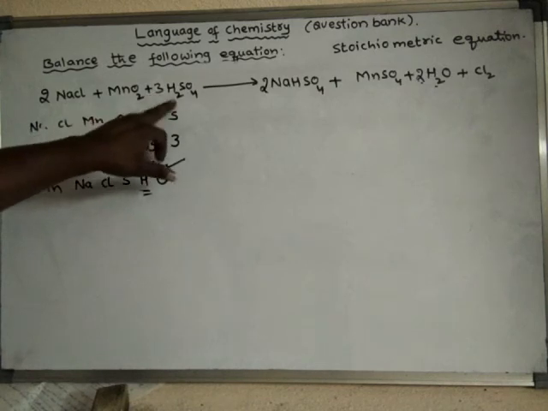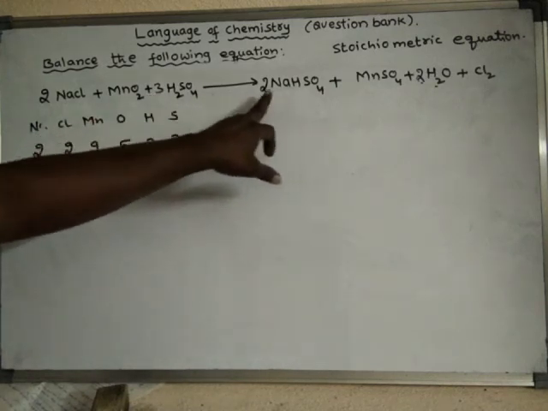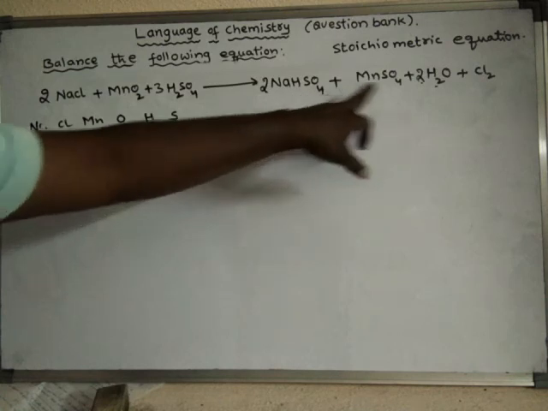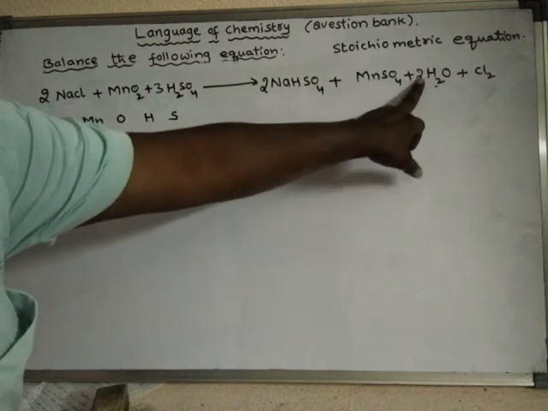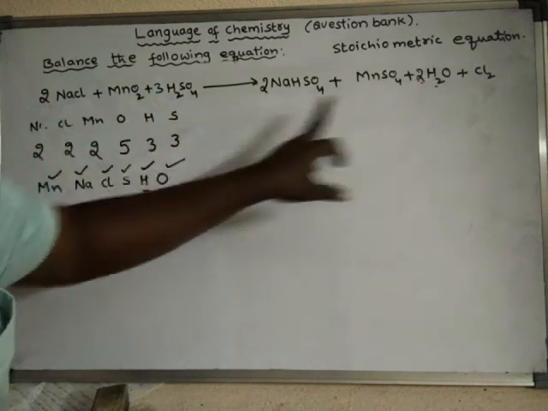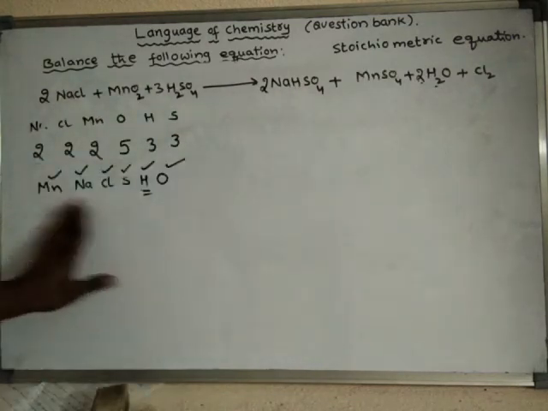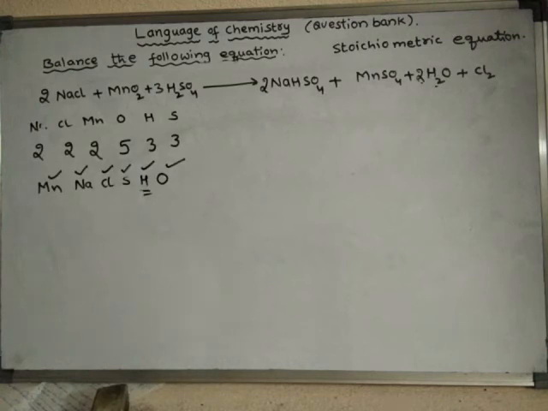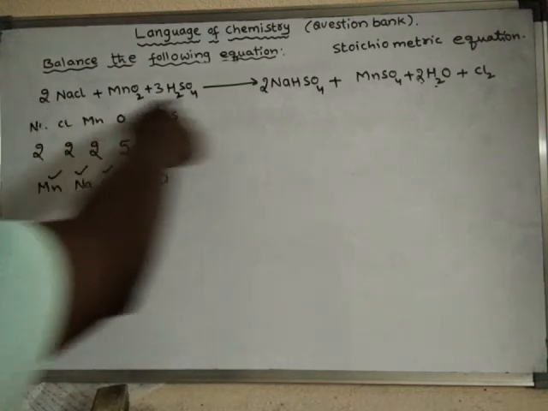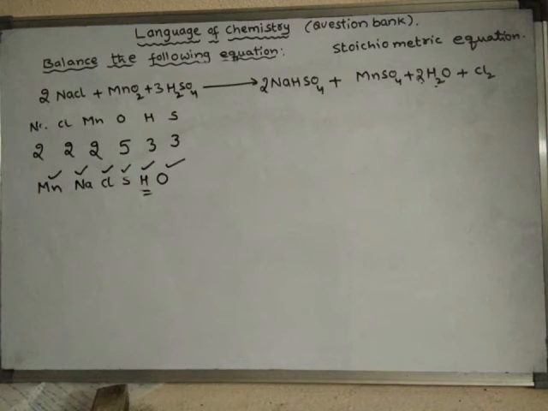After that, hydrogens 6, and here also 2 plus 4. So I have to keep 2 here, so that it will become 4 plus 2, 6. Here also 6. And finally oxygens are balanced. So in this way each and every element is balanced. Hence it is a balanced chemical equation. Okay. So if there is any confusion, just call me so that I can clarify your doubts. Okay. Right. Now we will see one more equation.